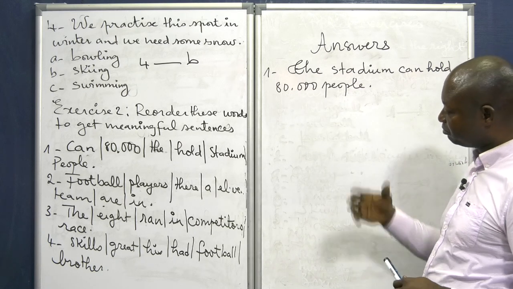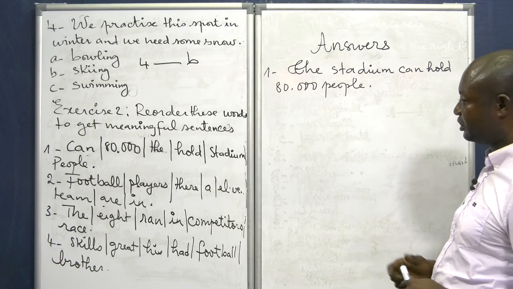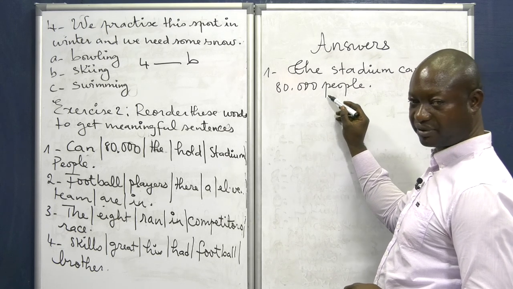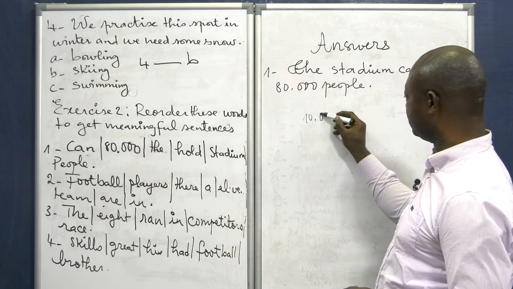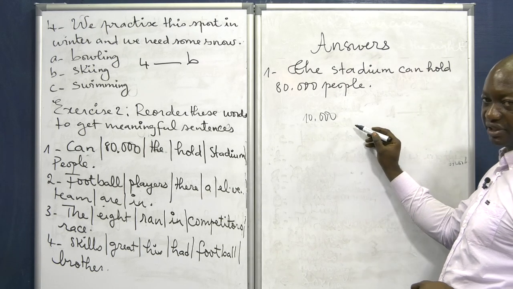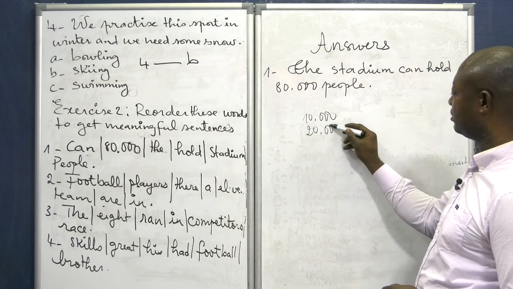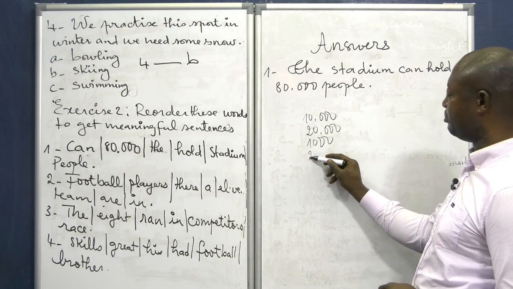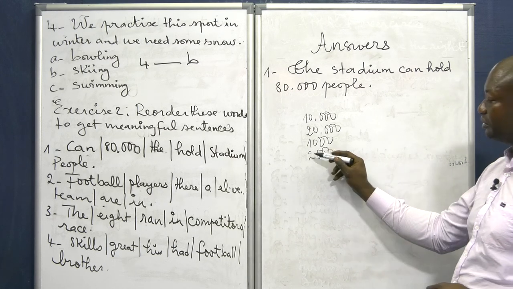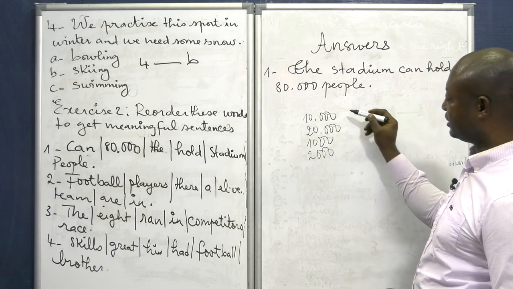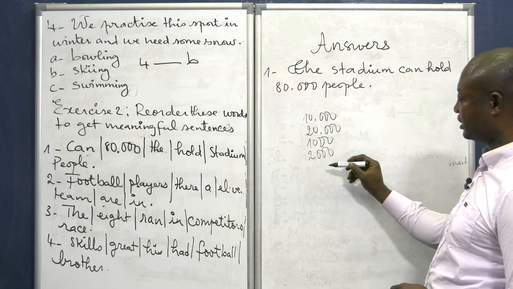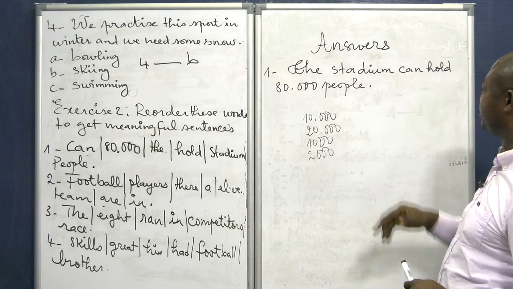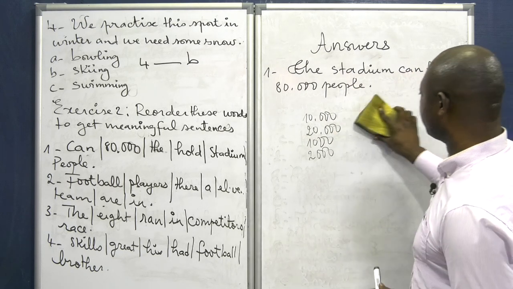Certains élèves ont souvent des difficultés à lire les chiffres en anglais, les nombres et ainsi de suite. Vous avez 80,000 en anglais, on commence par 80 et on ajoute 1,000. Lorsqu'il s'agit, par exemple, de 10 000, on dit 10,000, 20,000, 1,000, 2,000. So we have the stadium can hold 80,000 people.